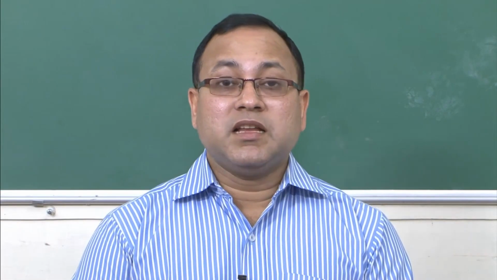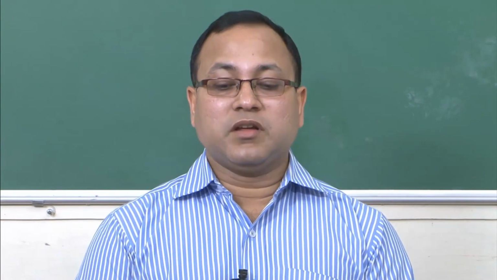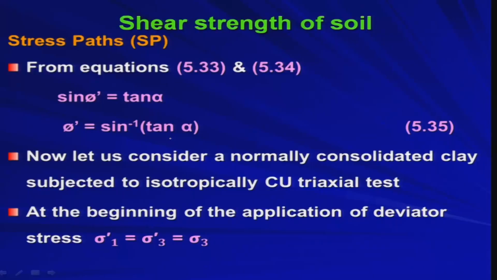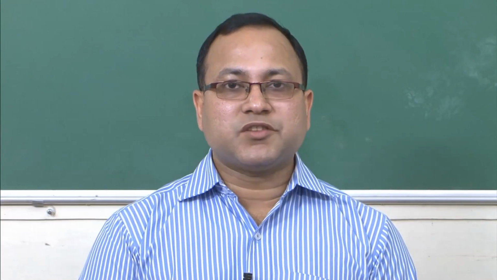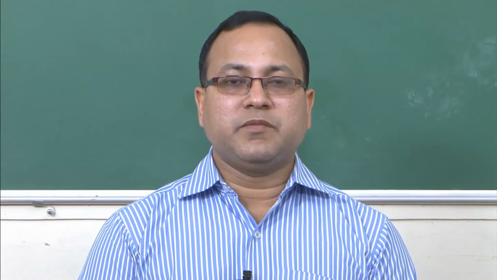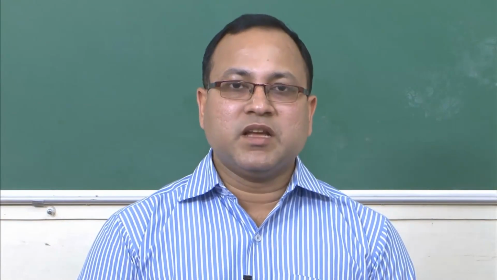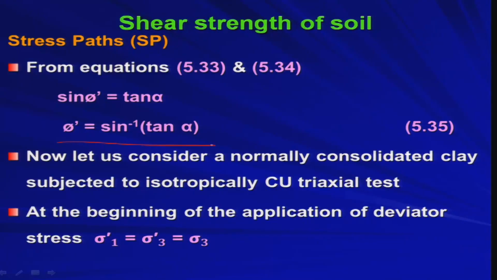Welcome back. In the last lecture we discussed the stress path for the isotropically consolidated drained (CD) test, and there we have seen the stress path makes an angle of 45 degrees with the horizontal. We established a new kind of failure envelope, the modified failure envelope, known as the KF line, and we established the relation between the inclination of the KF line and the original failure envelope.